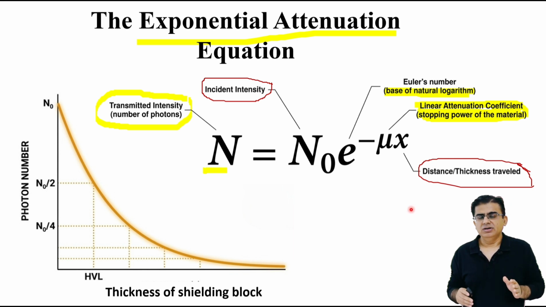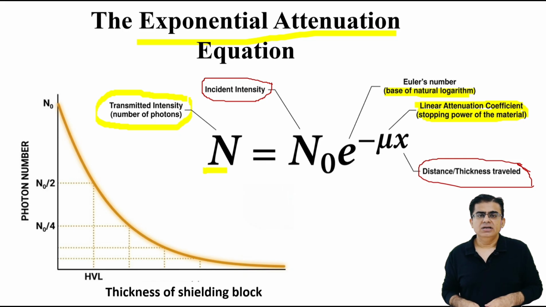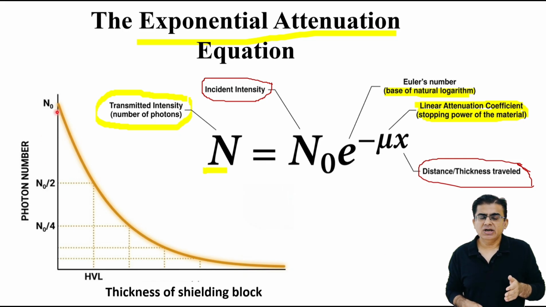So this is the formula. Now please shift your focus to the yellow curve on the graph. On the x-axis, you have the thickness of the shielding block. On the y-axis, you have the number of photons. You can clearly see that as the thickness of the shielding block increases, the total photon number drops rapidly at first. But then the downward curve slowly starts to flatten out.